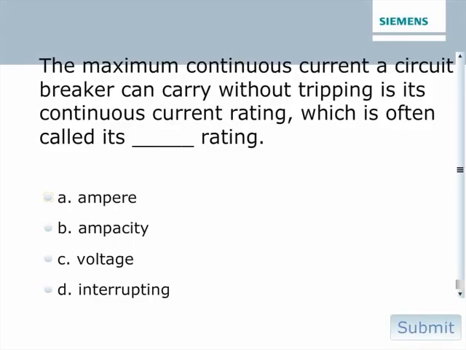Question 2. The maximum continuous current a circuit breaker can carry without tripping is its continuous current rating, which is often called its blank rating. Is it A, ampere, B, ampacity, C, voltage, or D, interrupting?